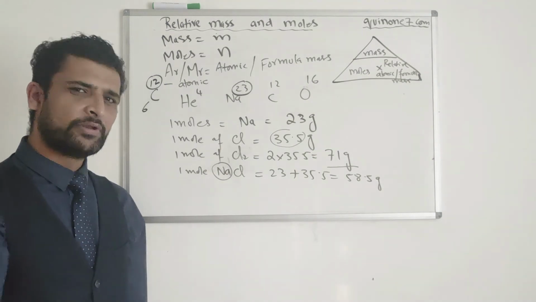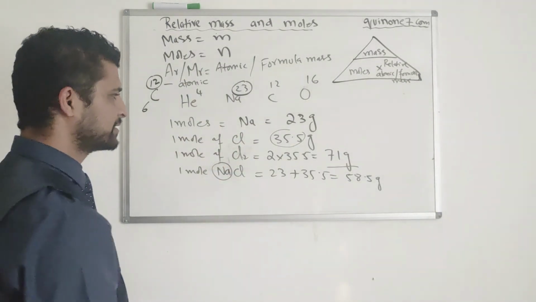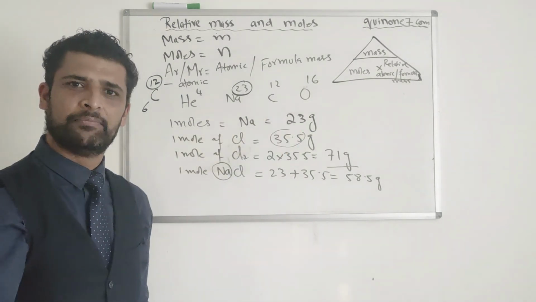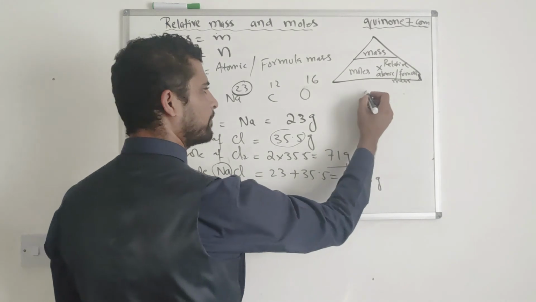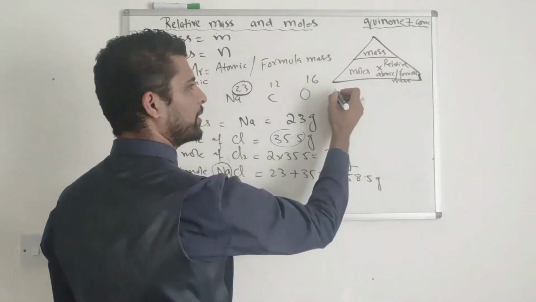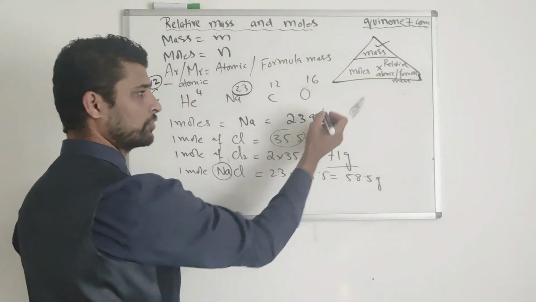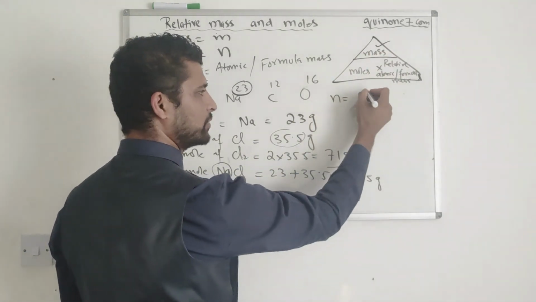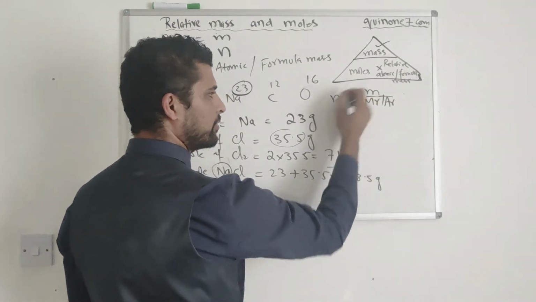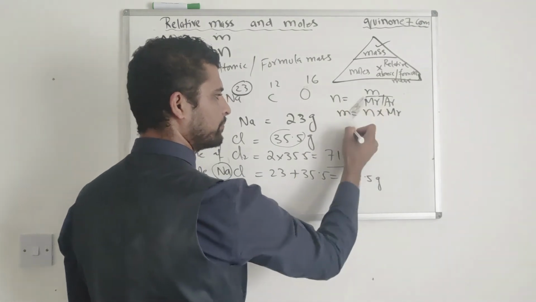But I can give you an even simpler form, which will help you to understand how we're going to do it. Let's just take an example of the first one. 1 mole of sodium contains 23 grams. Use the equation and produce the equation. So you're going to find out the mass, which we don't know. So we will say n is equal to m over Mr or Ar. Rearrange that: m is equal to n times Mr.